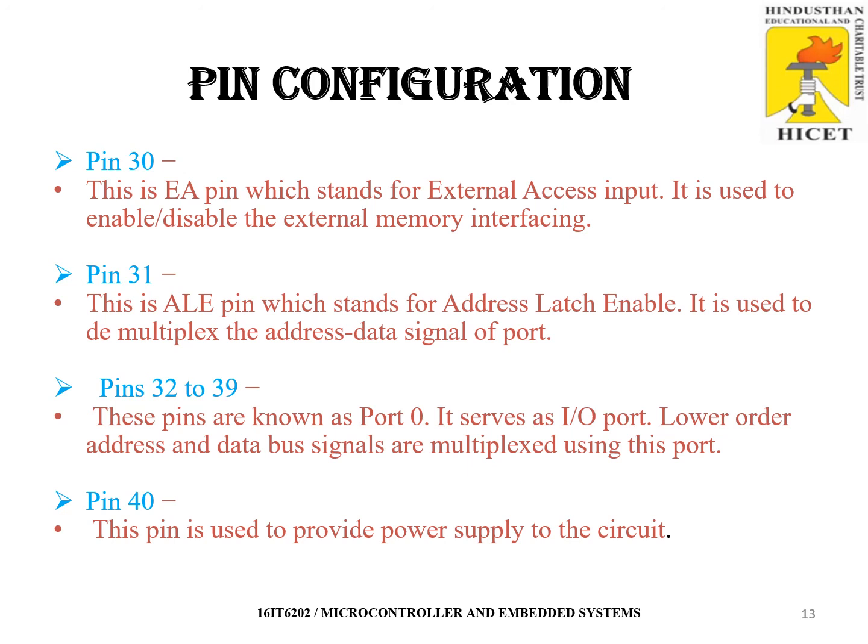Now coming to pins 32 to 39. These pins are known as port 0. It acts as an input-output port. The lower order address and data signals are multiplexed using this port. So these 8 pins can be used for address purposes as well as for data purposes. So they are indicated by AD0, where D0 stands for the data bus. Whenever it is performing actions on the data bus, it will be used as D0 to D7. Otherwise, it can be used for the address bus. So AD0 to AD7 is nothing but the address and data bus.